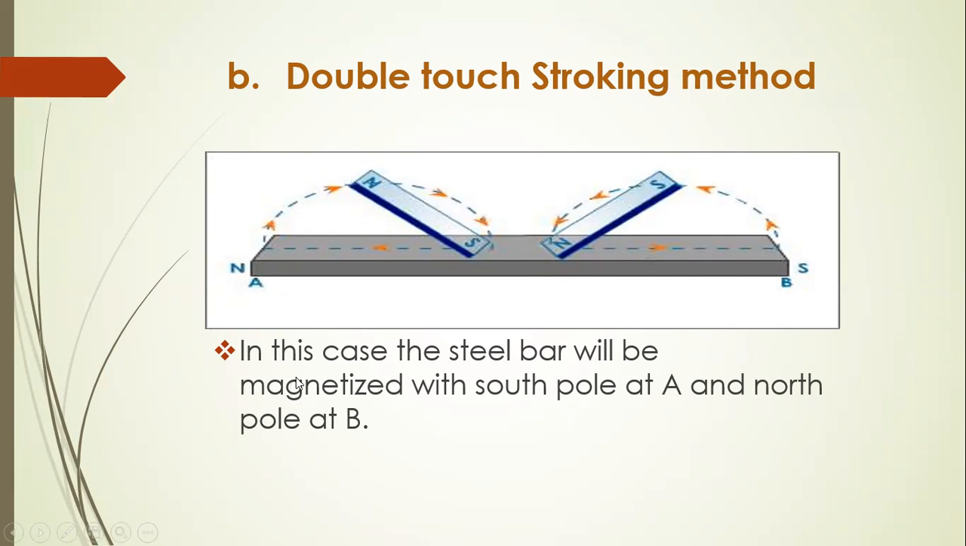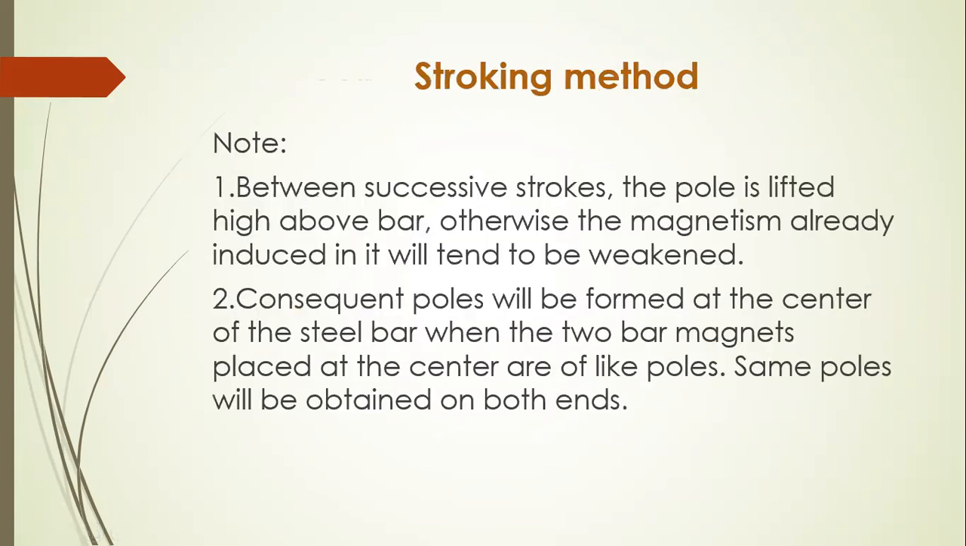So in this case, the steel bar will be magnetized with the south pole at A, where A is here, and the north pole at B here. Moving on. We have to note the following. Between successive strokes, the pole is lifted high above the bar. Otherwise, the magnetism already induced will tend to be weakened.